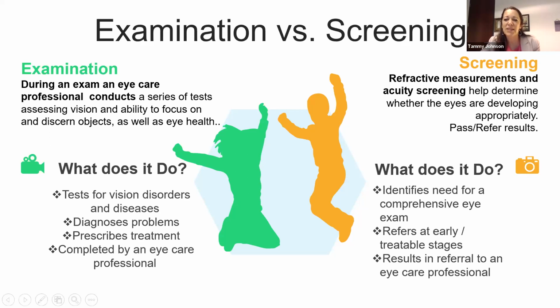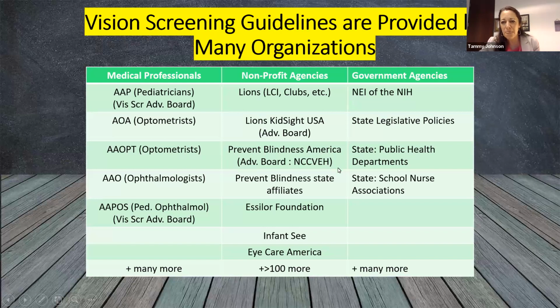So refractive measurements and acuity help determine whether the eyes are developing appropriately. And pass/refer, hopefully you get the child to the exam and identify the problems while they're still treatable. And hopefully now you understand why it's so important for the parents to actually go in for treatment and not just postpone it year after year. Definitely, once there's a refer, there's a reason for it, go to the doctor.